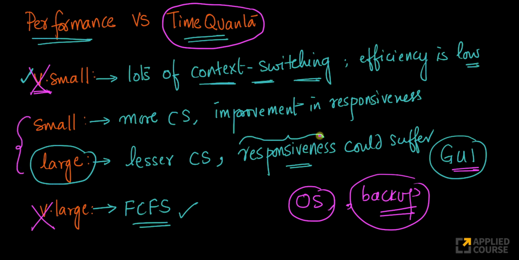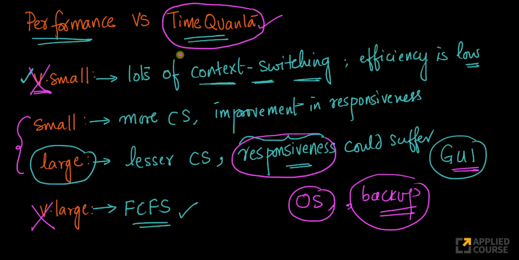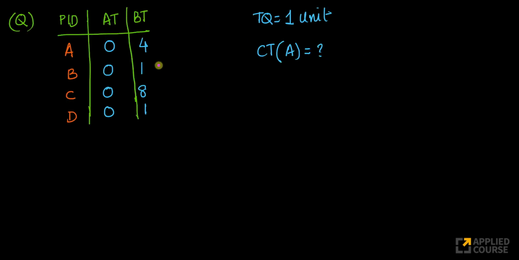Sometimes you may have a GUI responsive process, sometimes you may not. Then what do you do? So what is the right time quanta? Deciding that is one of the major challenges in a round robin based algorithm implementation in a real operating system. That's a huge challenge. There are some workarounds for this. So let's solve a problem before we go into the next algorithm.